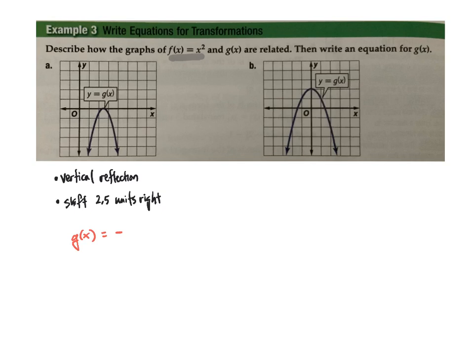But I also see that I'm shifting the graph 2.5 units to the right. So I have to put inside the parentheses with the x a minus 2.5. So that's how you write the function. Right, so it's kind of like working backwards from what we were doing previously. Now let's look at B. So in B, what observations do you make? Well, again, I see that the graph has been flipped, so instead of going up, it's going down. So again, I see that vertical reflection.